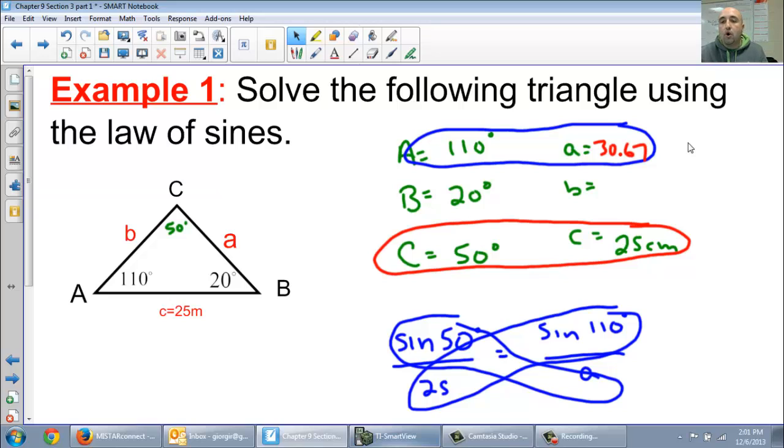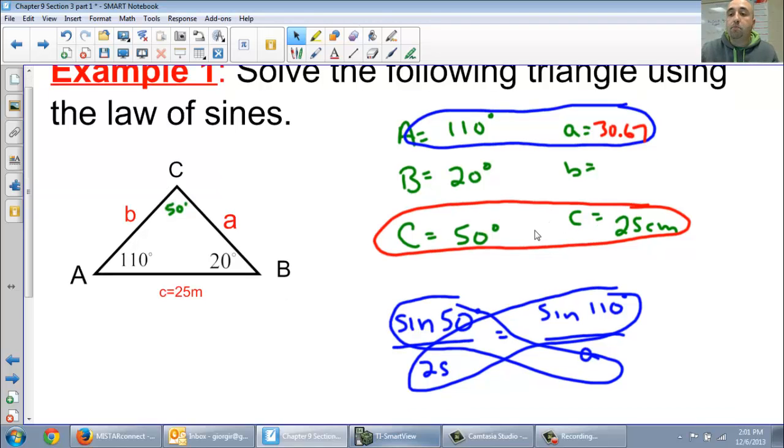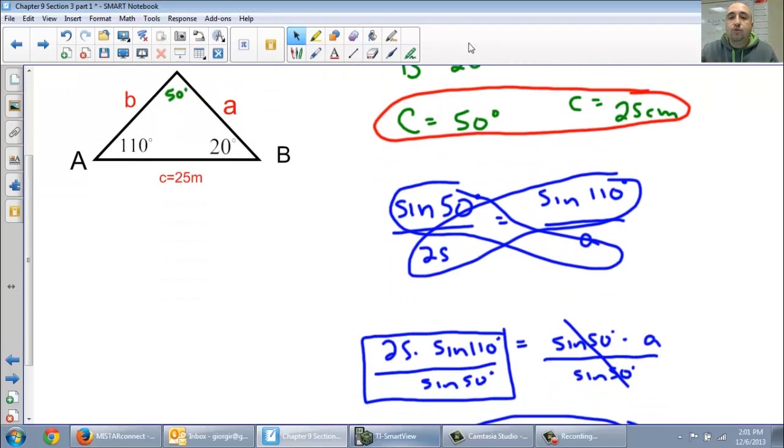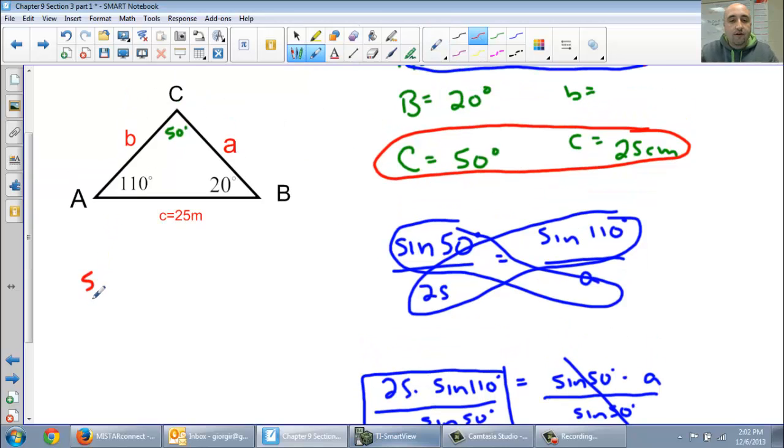All right, so now the only other side I need is little b. We have little a, we have little c. We need to find little b. So we're going to set up the exact same type of problem that we just did. We're going to use our sine of 50 over 25 that we use with the c's, and then we're going to do our b one. Sine of angle b, which is 20 degrees, over little b, which we do not know yet.